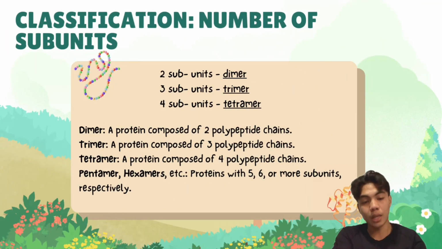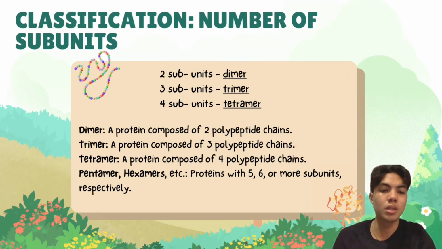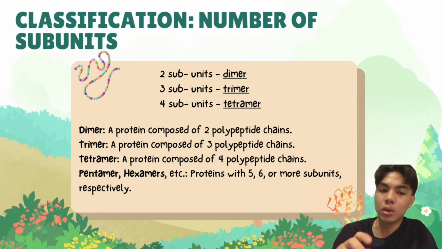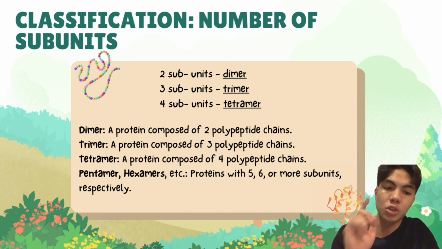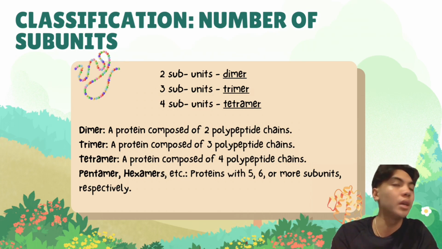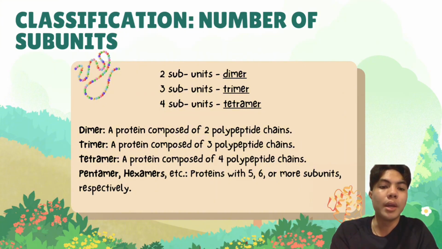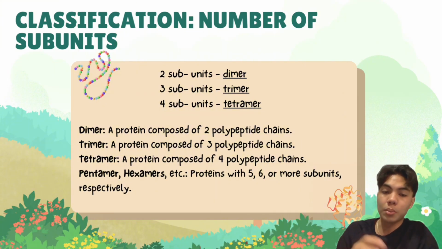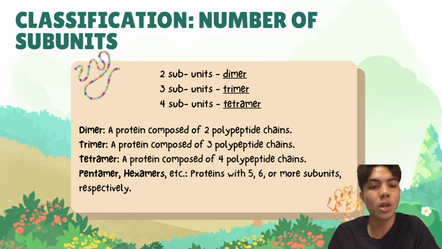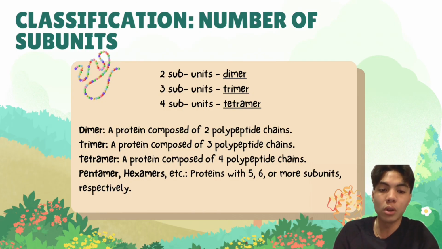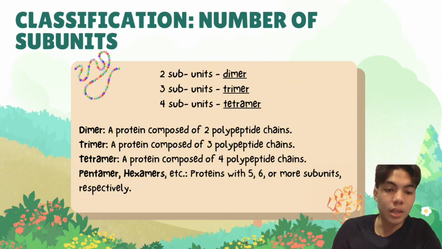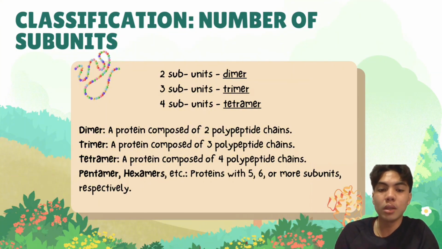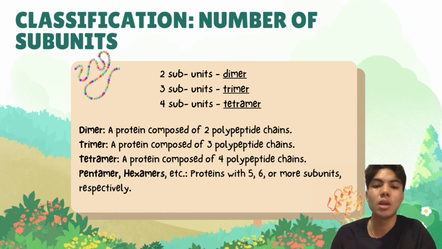Now, the classification by number of subunits. Two subunits is called a dimer, 3 subunits a trimer, and 4 subunits a tetramer. A dimer is a protein composed of 2 polypeptide chains, a trimer of 3 polypeptide chains, and a tetramer of 4 polypeptide chains. Pentamers, hexamers, etc. are proteins composed of 5, 6 or more subunits respectively.